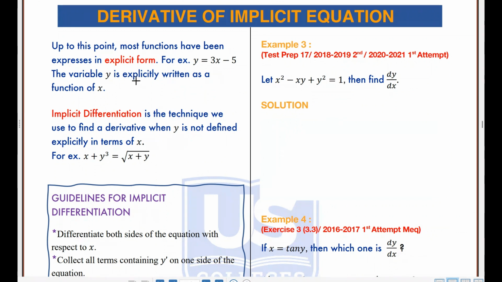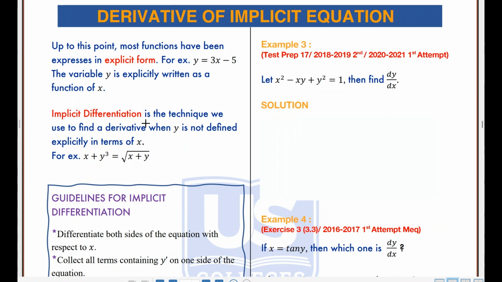Up to this point, most functions have been expressed in explicit form. For example, y equals 3x minus 5. y is on one side of the equation, the variable x is on the other side, so y is alone. But in an implicit equation, x and y are together in the equation and there is no way of isolating y. So it's very difficult to express y as a function of x explicitly. So we will apply implicit differentiation.